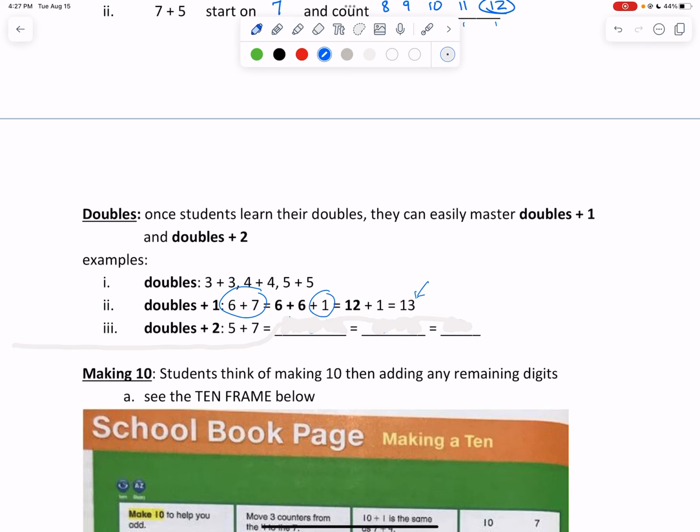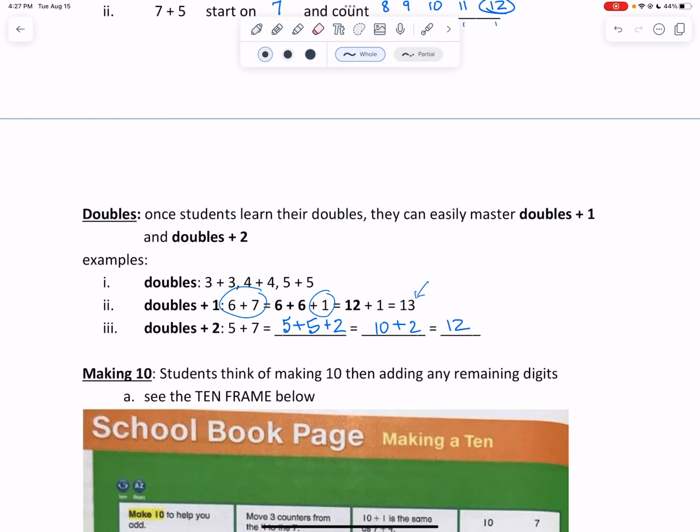You add your 2 doubles, and then to one of them you're going to add 1 more on. So doubles plus 2, you might imagine, means the same thing. 5 plus 7, if your students know 5 plus 5, they can do the 5 plus 5 to get 10 and then add 2 on. So that's called doubles plus 2. So first they learn their doubles. Then they can add on doubles plus 1, doubles plus 2, doubles plus 3, okay?